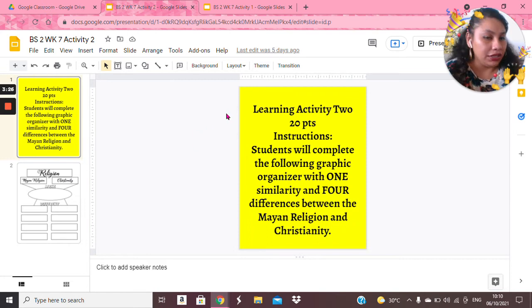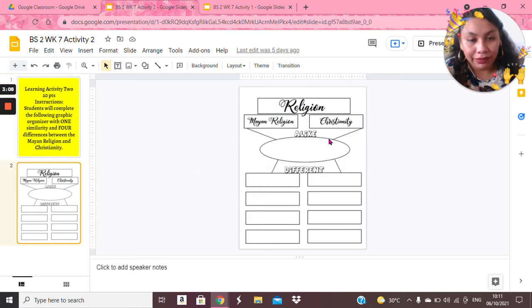Now moving on to the second activity, it is also a graphic organizer, but the instructions are: students will complete the following graphic organizer with 1 similarity and 4 differences between the Mayan religion and Christianity. And then you have the graphic organizer, and the same thing, you can add a text box and insert your information in the specific slots that are provided, or if you have the printed package, you can just write it in the space that I've given to you.